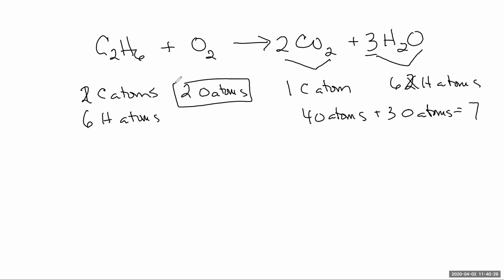Now the problem is I have 2 on this side and I have 7 on that side. I need to get the same amount. So what do I have to multiply 2 by to get to 7? Well, 2 times 3.5 is equal to 7. So I could put a coefficient of 3.5 in here. However, if I was reading this equation in terms of molecules, I could never have a half a molecule. So when we do this, we need our coefficients to be whole numbers.